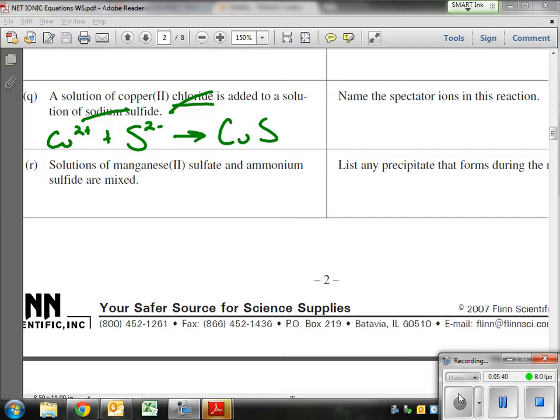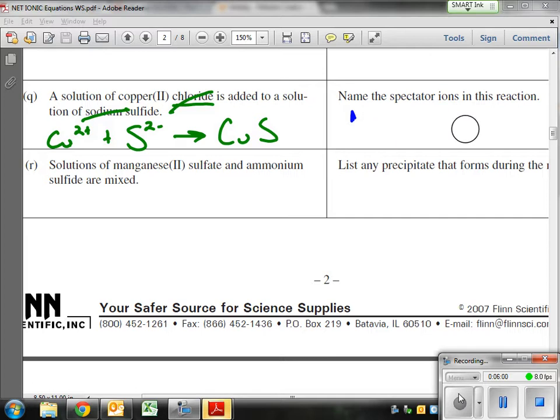Please, oh please, do not write that. That's not going to get you points because it specifically says ions. Read the question, guys. What does it say? It says ions. Ions have charges. So you'd have to say sodium and chloride, Cl minus.